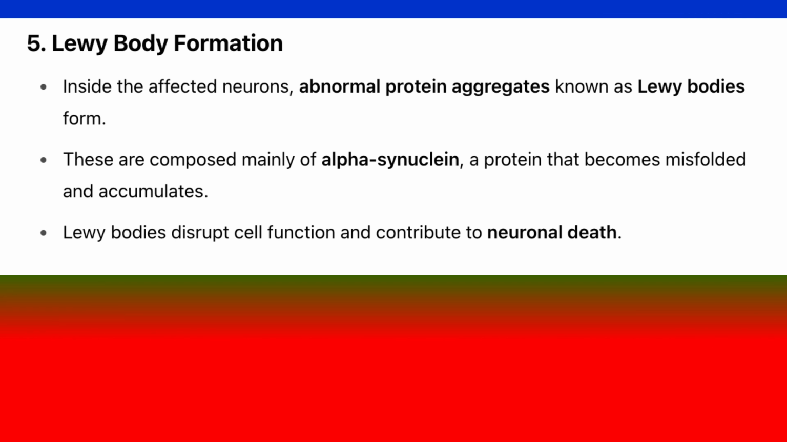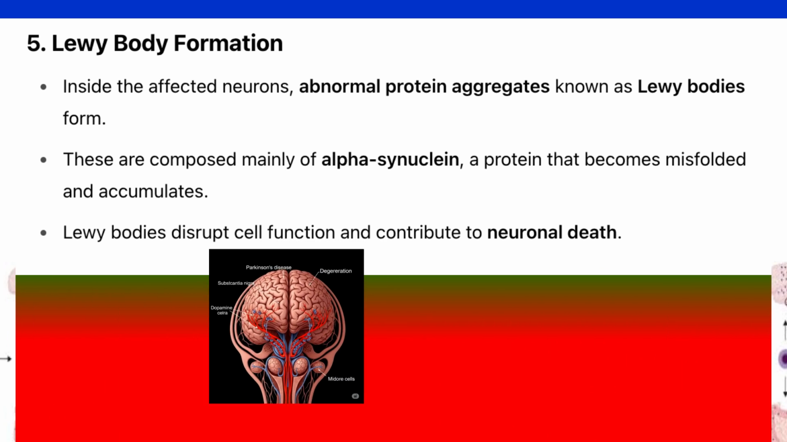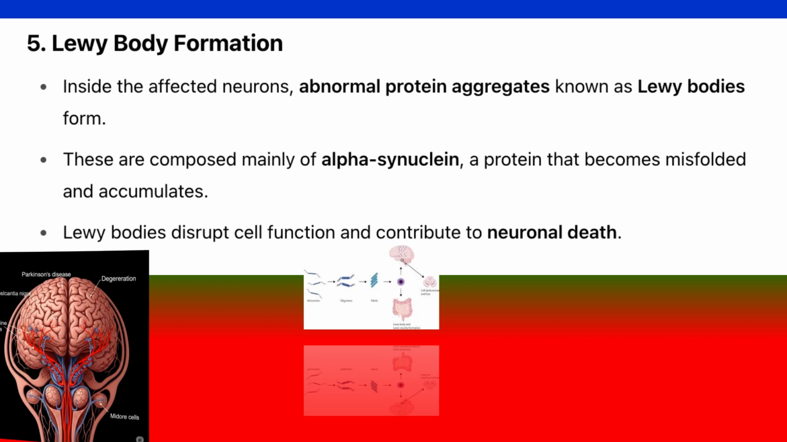5. Lewy body formation. Inside the affected neurons, abnormal protein aggregates known as Lewy bodies form. These are composed mainly of alpha-synuclein, a protein that becomes misfolded and accumulates. Lewy bodies disrupt cell function and contribute to neuronal death.